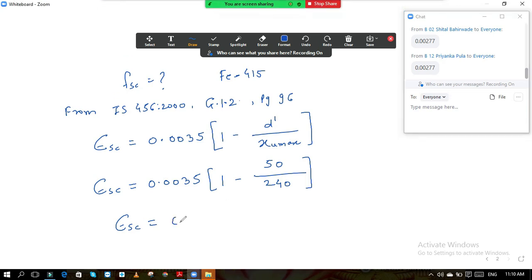0.00277. This is the value. So again we need to do the interpolation. Again go to the table which I have given to you. Please check the values for Fe415.